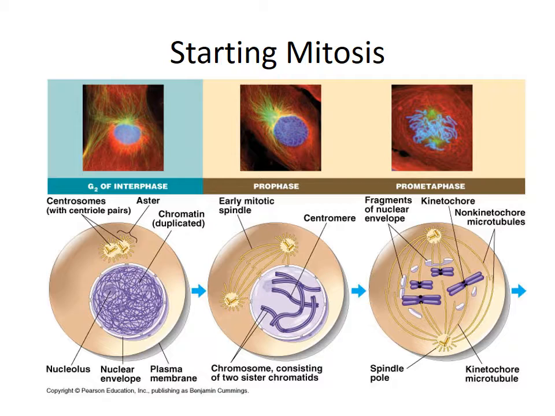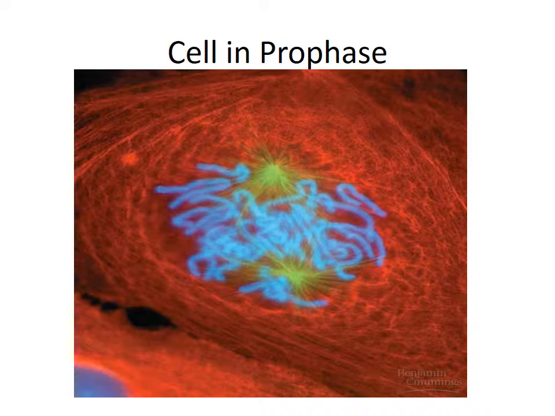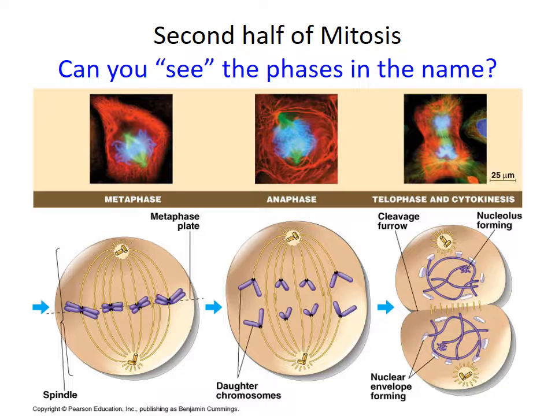We can see the centrioles out here organizing the mitotic spindle, which is what will physically move the chromosomes. Here's a better picture of it. A really cool picture. Here's the centrioles, and these microtubules are attached to the centromere on the chromosomes, and they're physically moving these chromosomes.